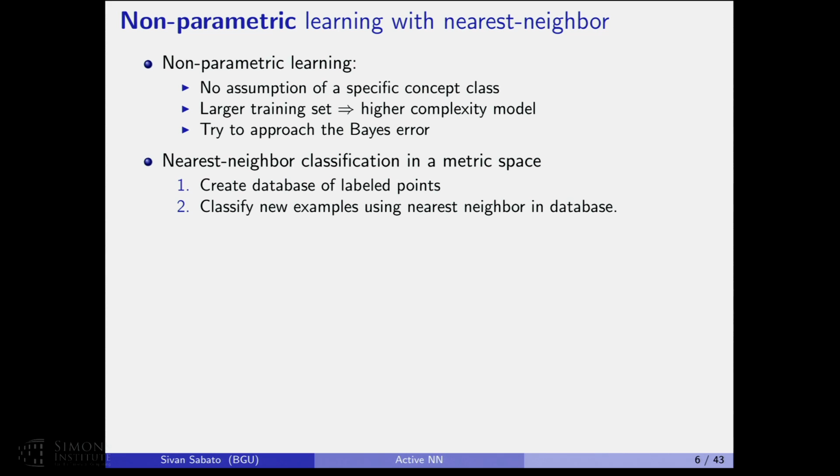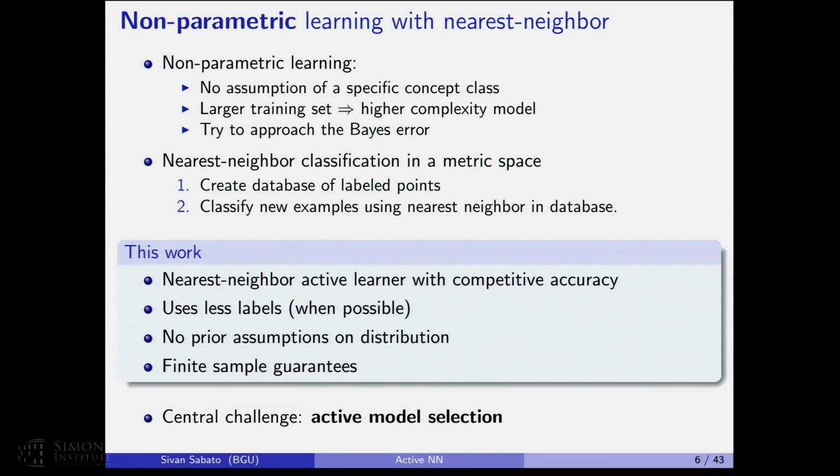So I will look at this setting. And what I'm going to do in this work is the following. I'm going to present a nearest neighbor active learner that has competitive accuracy to a passive learner, which I will describe, that is designed to use a nearest neighbor rule. The goal of the active learner is to try to use fewer labels. Now, it's not always possible to use fewer labels, but if it's possible, we would like to be able to do that. And we don't want to make any assumptions on the distribution, so the algorithm should just run. You don't need to tell it anything before it starts running. And we want, of course, finite sample guarantees, as we like to have in this field.